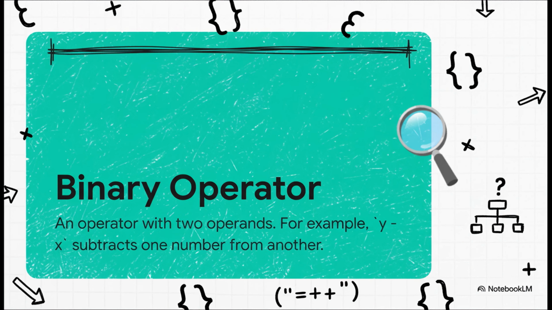And if unary means 1, well, you can probably guess what binary means. Yup, it's an operator with 2 operands. That very same minus symbol in y minus x is now a binary operator because it's working on both y and x to perform subtraction. And honestly, most operators you already know are binary.